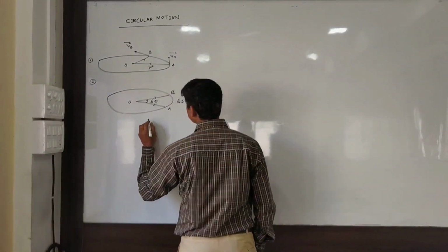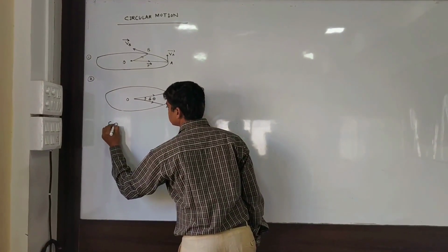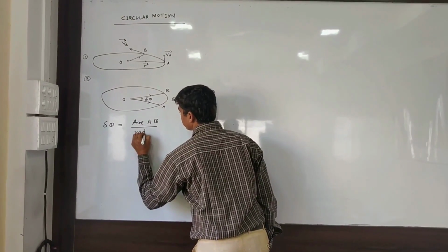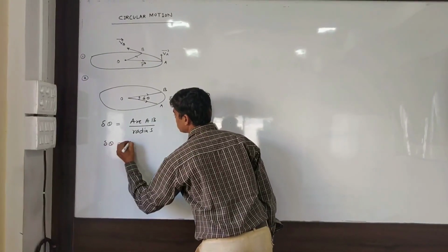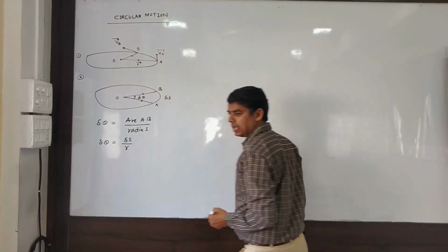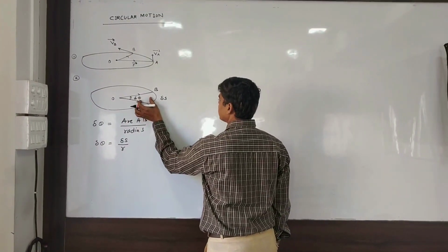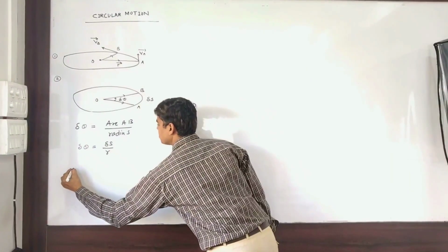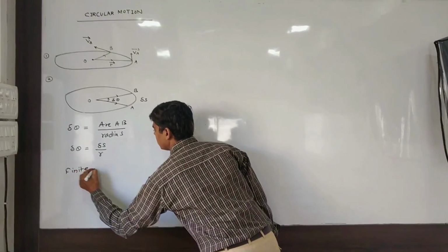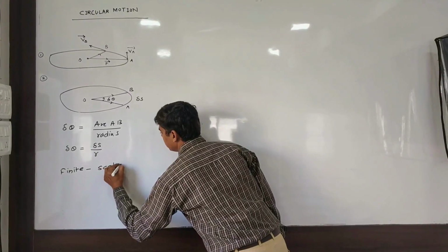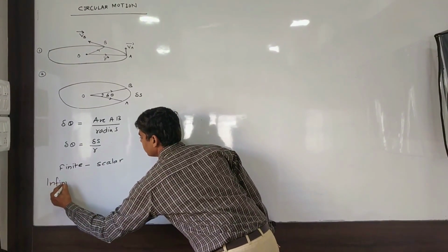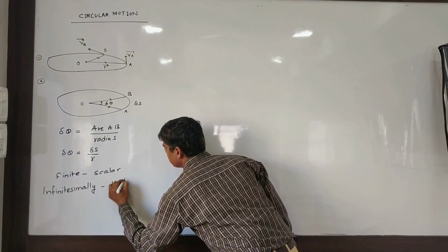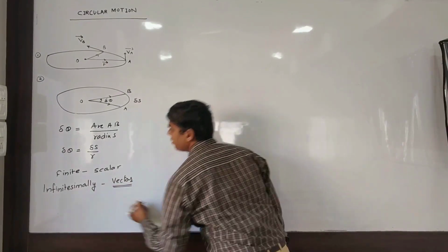So let us have the formula for angular displacement. As we know, delta theta is equal to arc AB upon radius, so delta theta equals delta S upon R. When we consider angular displacement, we have two criteria. Finite angular displacement is a scalar quantity, but infinitesimally small angular displacement is a vector quantity because it obeys all vector laws.